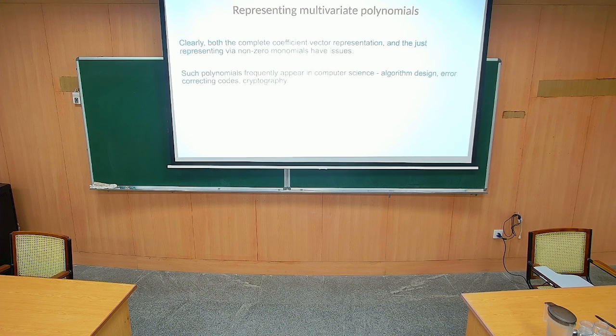Alright, and multivariate polynomials show up everywhere in computer science. They show up in algorithm design, in crypto, in error correcting codes, and in complexity theory. So we would really like a way of representing them that allows us to do computation with them efficiently. What we need is a succinct representation. It shouldn't take a vector of exponential length to write down a polynomial, especially polynomials of interest.